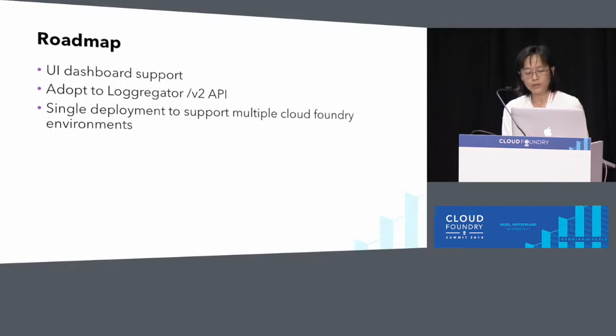And also, we are considering adding a single deployment to support AutoScaler for multiple Cloud Foundry environments. That is useful if you are a service provider with multiple Cloud Foundry instances and you don't want to install AutoScaler in each of them. So you can have a single AutoScaler deployment and then scale different applications within the multiple Cloud Foundry environments. Yeah, that's all for the roadmap.